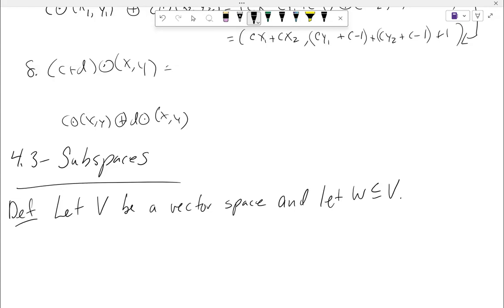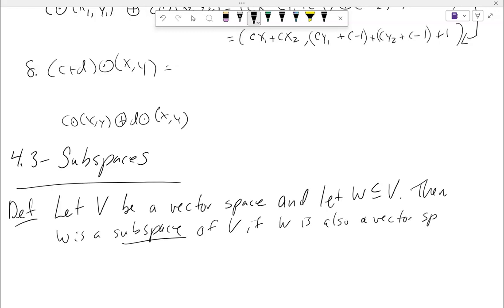We say that W is a subspace of V if W is also a vector space under the exact same addition and scalar multiplication of V.